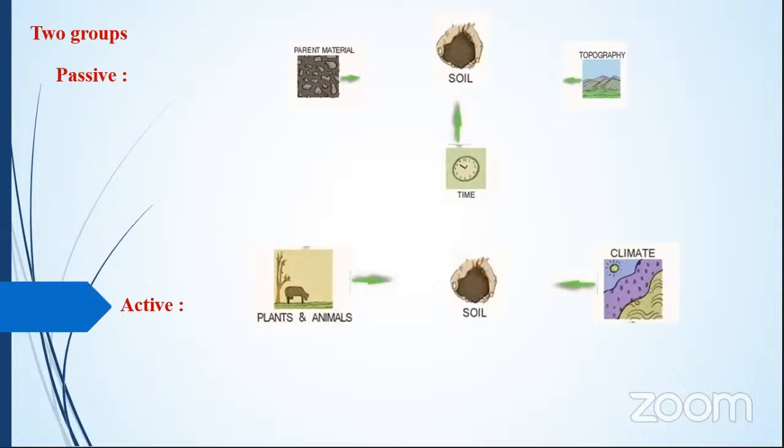In passive, remember students, parent material, time, topography or relief. Topography and relief are the same, we can call it topography or relief, both are synonyms. The active soil forming factors are plants and animals, or simply you can call them organisms, and climate. So these two are the active soil forming factors. This is the importance. These are the two types of factors.